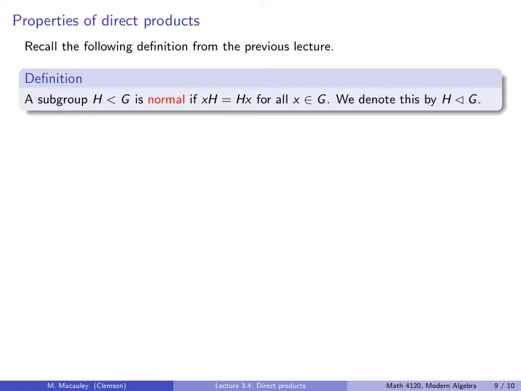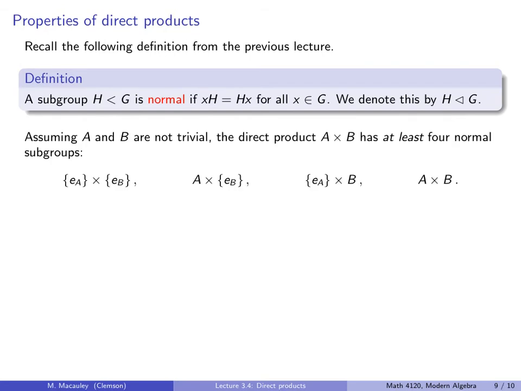Okay, so let's discuss some properties of direct products. So recall the definition from the previous lecture. A subgroup H of G is normal if every left coset is a right coset. In other words, xH equals Hx for all x in G. And we denote that with this little triangle inequality.